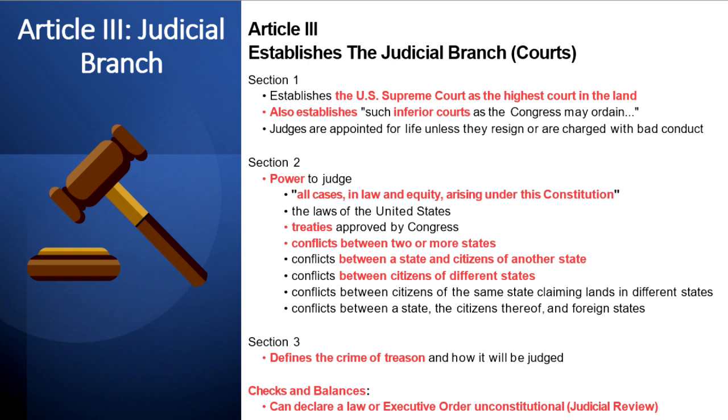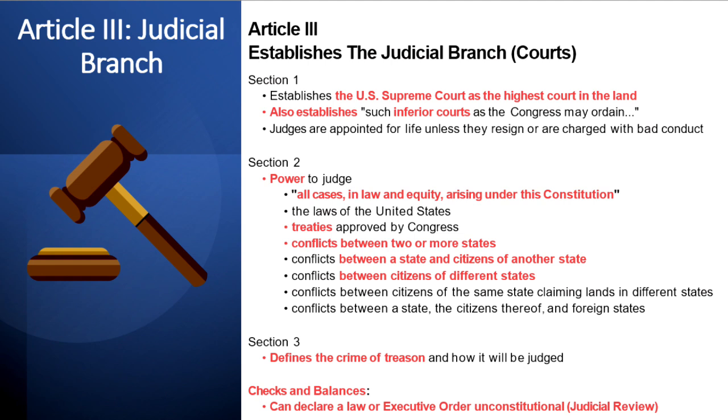It is. It was intended to ensure an independent judiciary, free from political pressure, so they can make decisions based on the law, not on what's popular or who's in power. So they don't have to worry about getting reelected. Exactly. They can just focus on interpreting the Constitution and making sure justice is served.